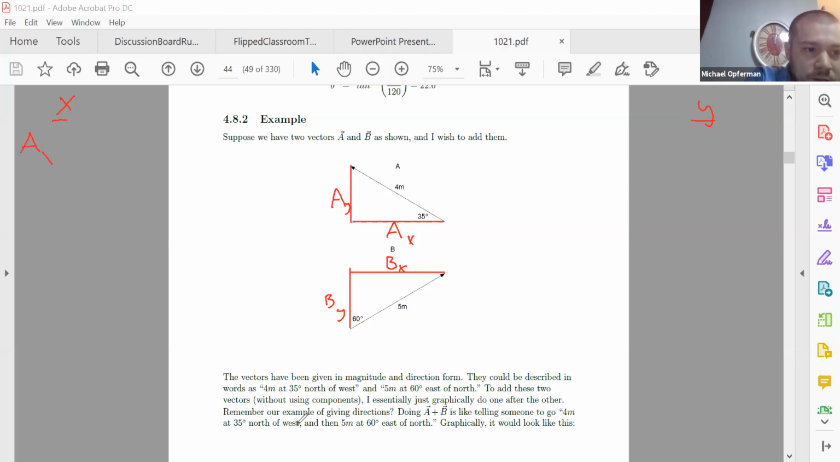Okay, so anyways, we've got AX. Let's find that first, AX. So first of all, is it positive or negative? It's negative because that vector points to the left. So I should have a negative sign in front of it. The magnitude is 4. And what's my trig function? I see that X is adjacent to the 35-degree angle. So this is going to be cosine of 35.